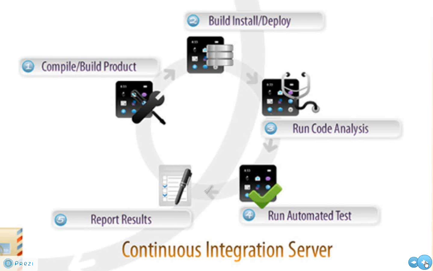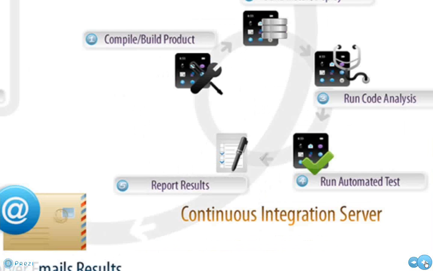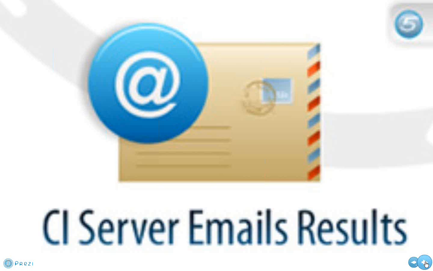Going back to CI server email results. Whenever a build fails, or anything happens, or if there is an issue with the integration, there is an email notification or any kind of notification which is sent to a developer as well as the team lead.